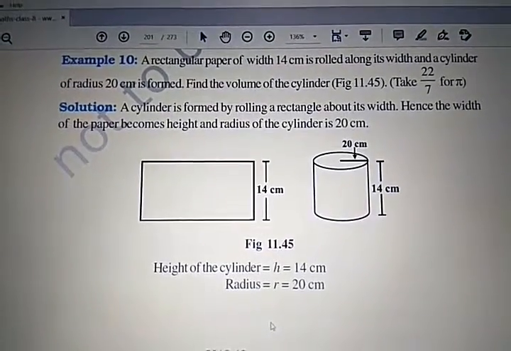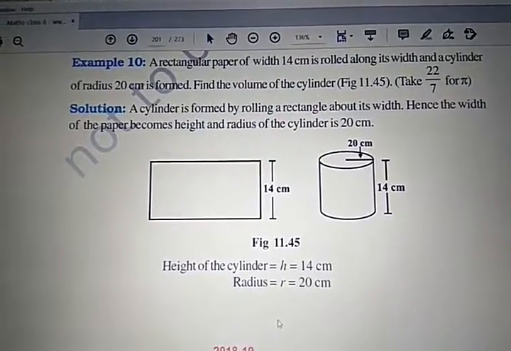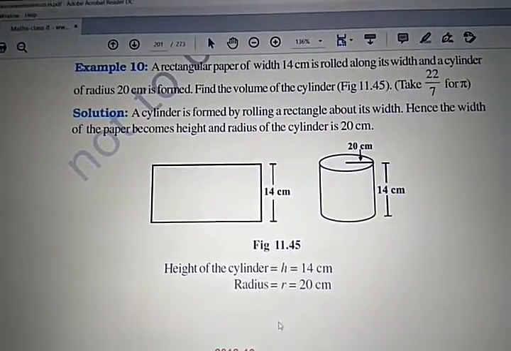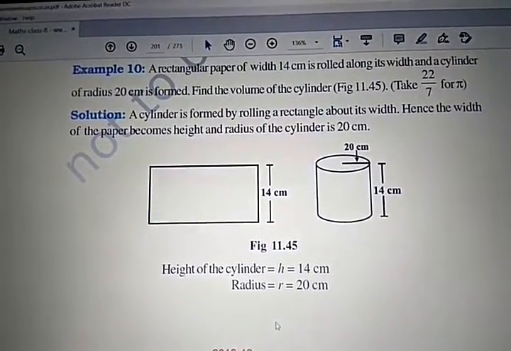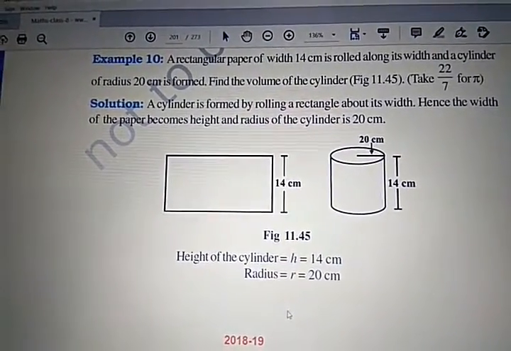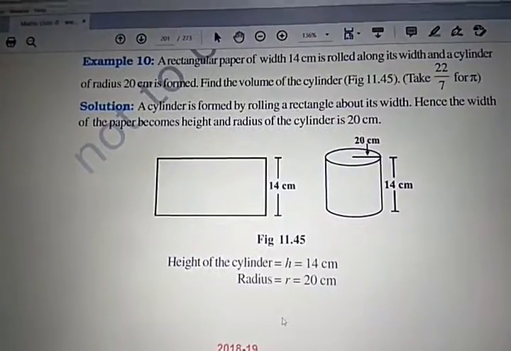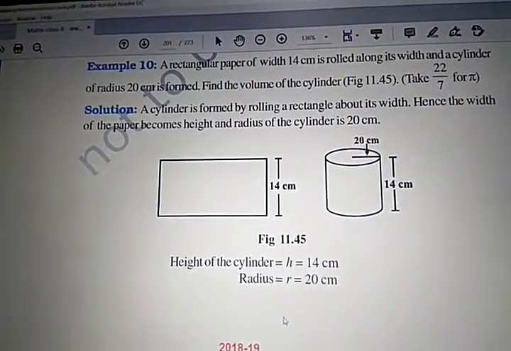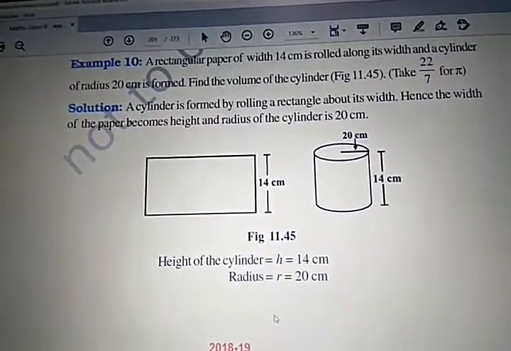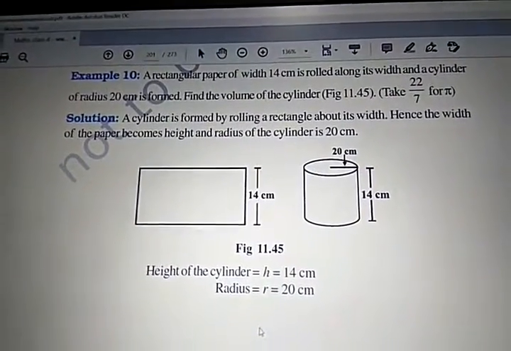Students, move to example number 10. A rectangular paper with width 14 centimeter is rolled along its width and a cylinder of radius 20 centimeter is formed. Find the volume of the cylinder. Okay, volume of cylinder is pi r square h. Here take pi equal to 22 upon 7. Now student, here also you have to apply your mind.